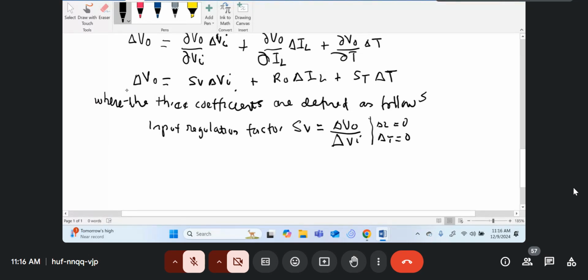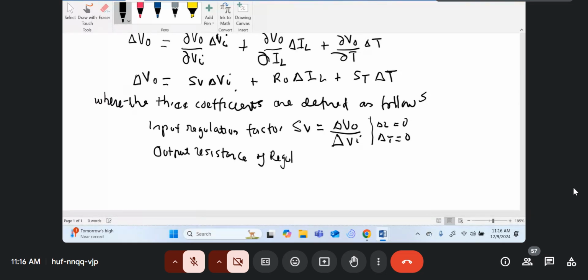And then the output resistance of the regulator, which we normally call R naught, is given by delta V naught over delta IL when delta VI is equal to 0 and delta T is equal to 0.